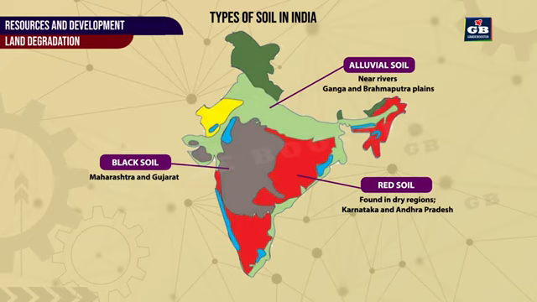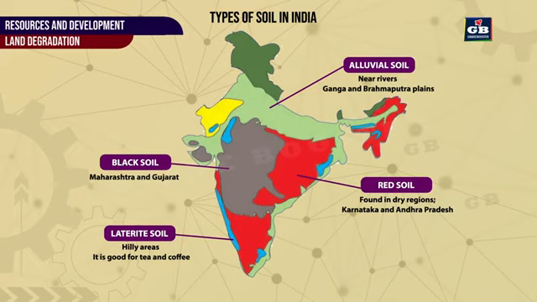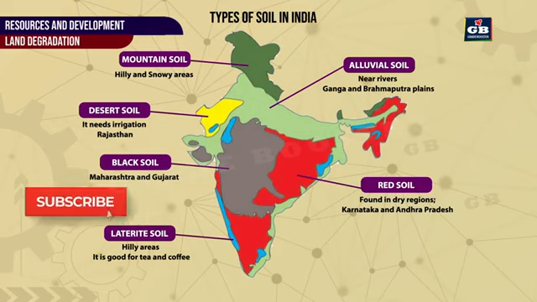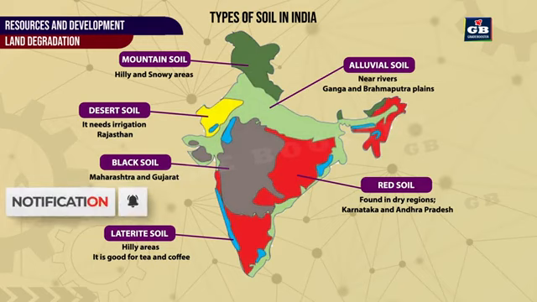3. Red soil. It is found in dry regions and it needs more fertilizers. Example, soils of Karnataka and Andhra Pradesh. Next, laterite soil. It is found in hilly areas. It is good for tea and coffee plantations. Next, desert soil. It is found in Rajasthan and it needs irrigation to grow crops. Next, mountain soil. It is found in hilly and snowy areas.